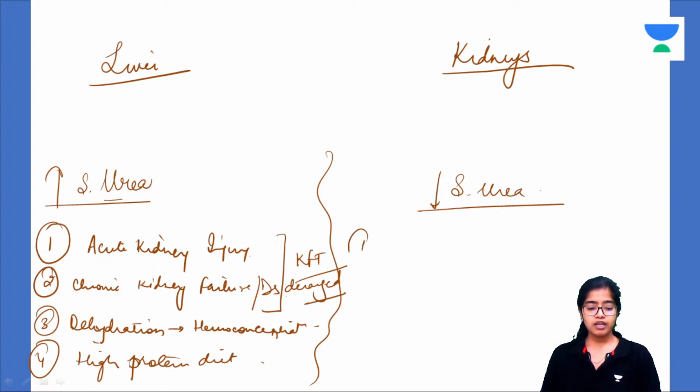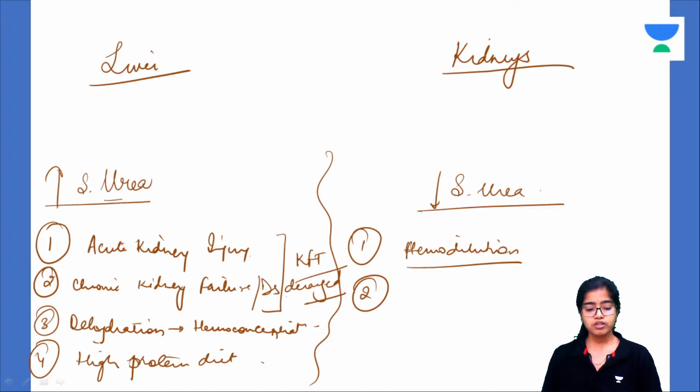Low serum urea can be in hemodilution, the opposite of hemoconcentration. Okay, when the person has had a lot of water, how will you support your diagnosis? There will be dilution, or a decrease in the concentration of most of the factors.